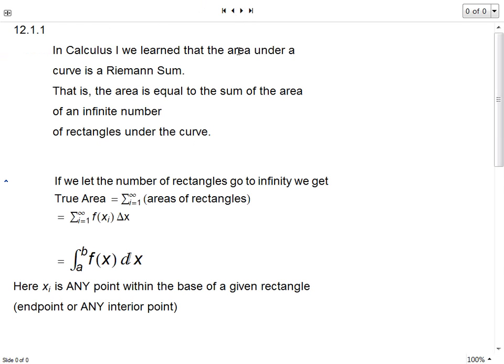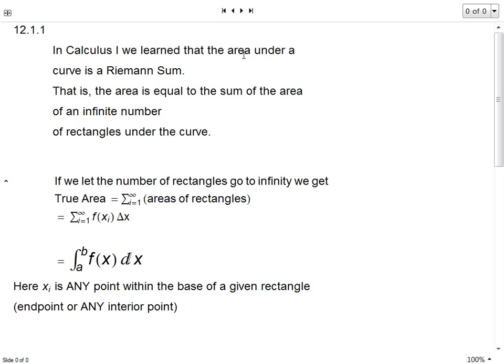Now I put here, in Cal 1, we learned about the Riemann sum, but that's not always true. How many of you actually did learn Riemann sums? You'll know once I show you this whether or not you learned Riemann sums. The idea was basically that if we want to find the area under a curve, you just add up a bunch of rectangles, and then you let that go to infinity. And if you do that, the sum sign becomes an integral sign. And then you get this formula.